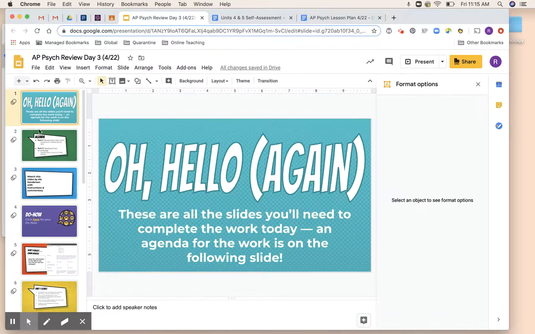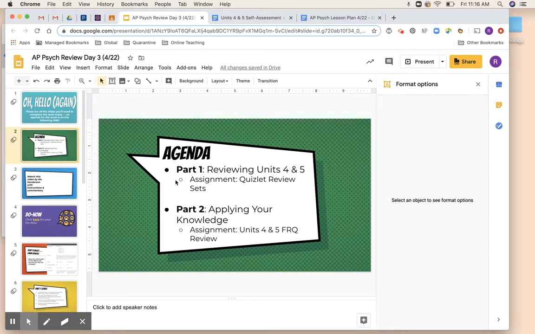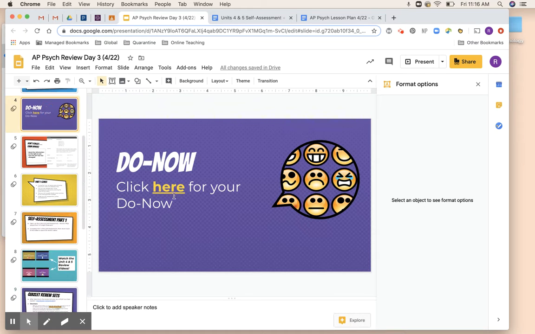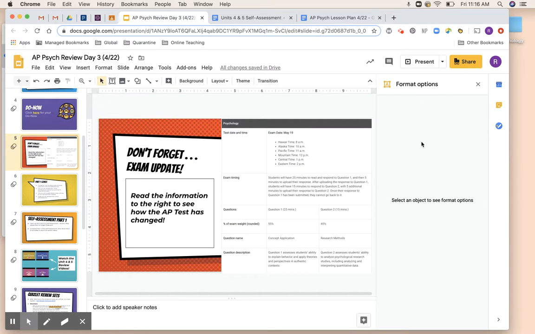So jumping back to the slides. There's two parts. You're reviewing, and then you are going to be applying your knowledge. Before you jump into anything, please answer the do now. Again, it's the same one that we have been having. I'm keeping this in there just in case you wanted to remind yourself when the exam is coming up and what's going to be included on that. I talked about this last lesson, but if you need a reminder, there it is.